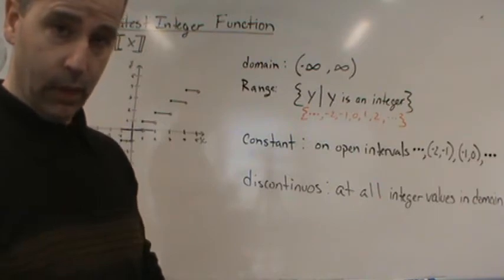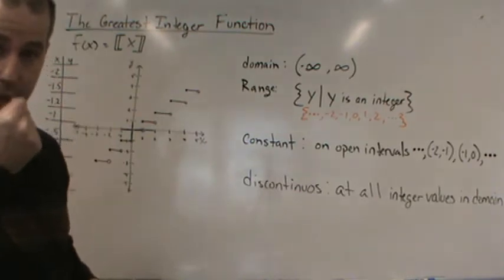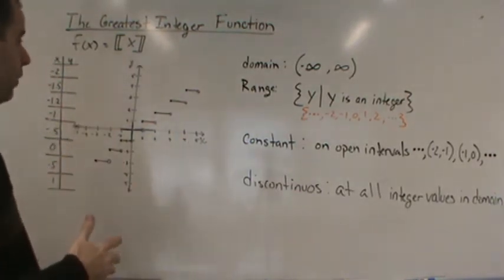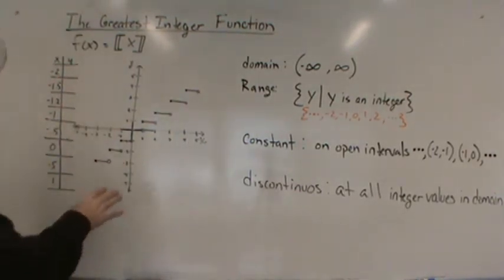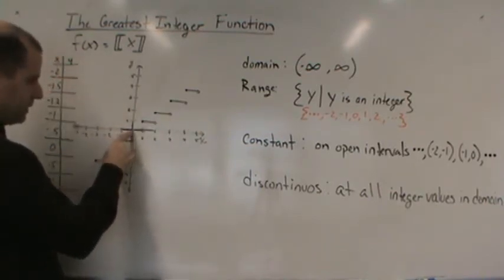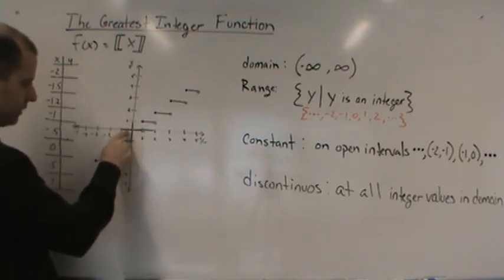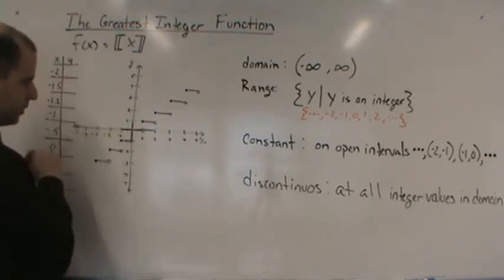So what does that create? It creates a stepwise function. We call these stepwise functions because they look like stair steps. Notice that at 0, it's 0, right? So we have a solid circle, a filled-in circle.